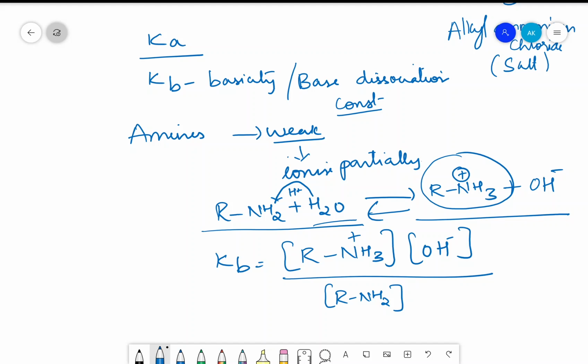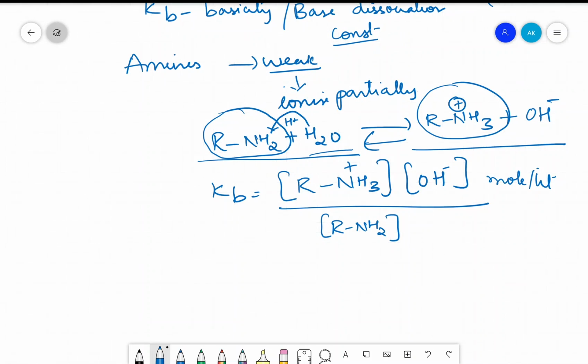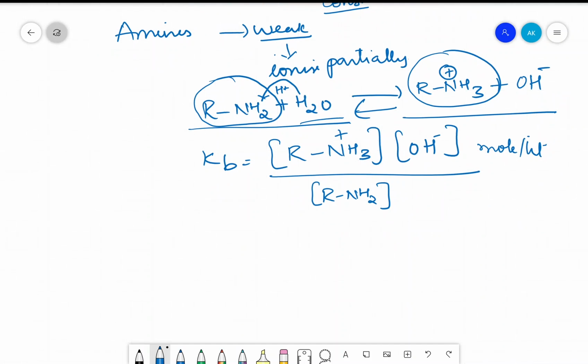So the definition goes by that the concentration of the product of ionization in moles per liter, divided by the concentration of unionized base. This is your unionized base. So the Kb value will help us in evaluating whether the given base is strong or weak. If you have a higher Kb value, that means it is a stronger base. If you have a lower Kb value, it is supposed to be a weaker base.